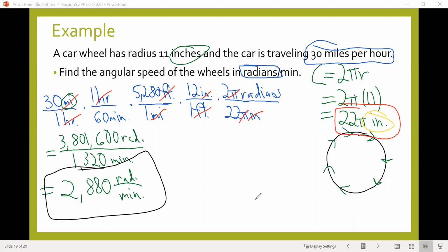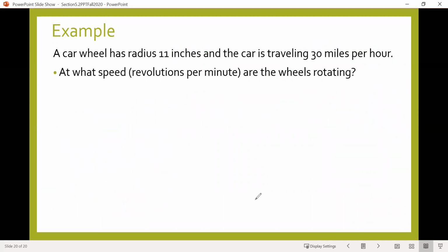All right, using that number now, we're going to do one more calculation. So here we're asked to figure out at what speed, revolutions per minute now, the wheels are rotating. And RPMs, or revolutions per minute, you may be more familiar with. Often they use these with engines, so RPMs. So now we want to somehow convert the answer we just got, the radians per minute, into revolutions per minute. How could we do that? Well, I'm again going to write out the rate we had. So the 2,880, I'm going to write this as radians every 1 minute.